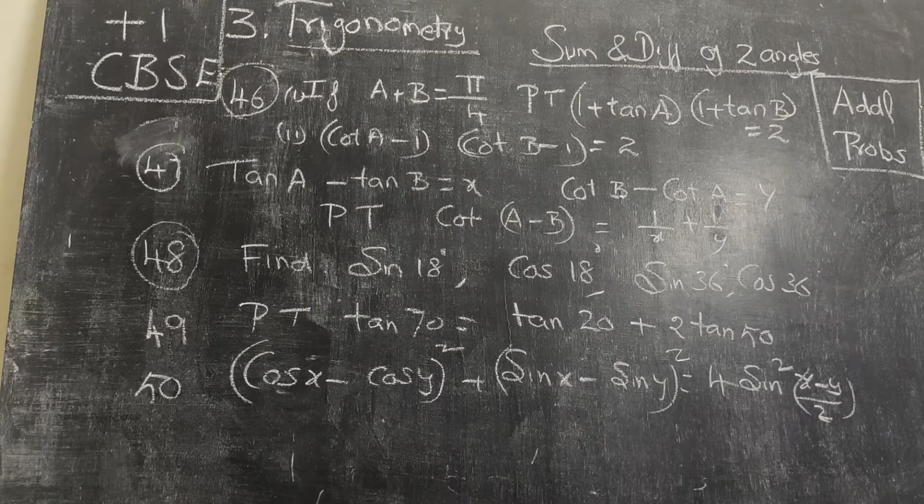Welcome to Plus 1 CBSE Maths, Chapter 3, Trigonometry. Sum and difference of two angles. Using the property, we are solving the problems.